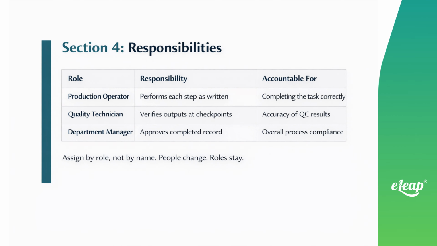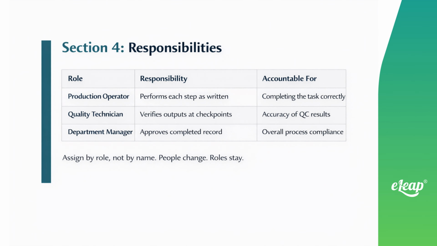Section 4 is responsibilities. This section maps each role involved in the procedure to their specific obligation. A critical rule: assign responsibilities to roles, not to named individuals. People leave, get promoted, or change positions. An SOP that says John Smith verifies the result is out of date the day John transfers departments. An SOP that says the quality technician verifies the result stays current, regardless of who holds that role.